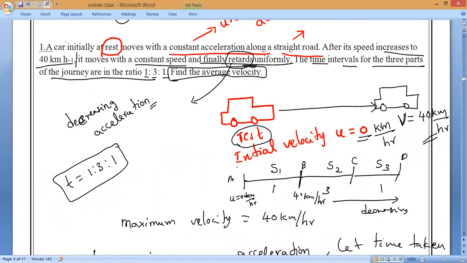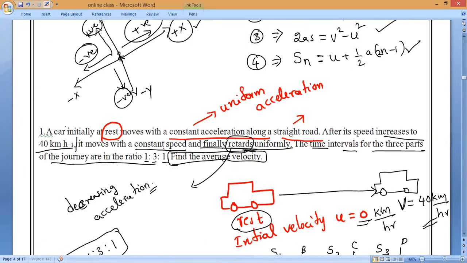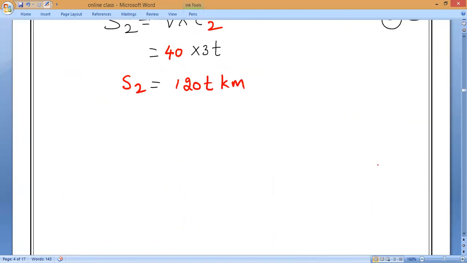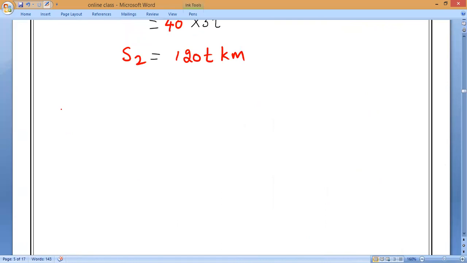Now, from there, what happened? In the question you can see it moves with a constant speed, that is the S2 distance, the second one. And finally, what is happening? Finally, decreasing, decelerating. Decreasing means from where to where? From 40 to 0. Do you understand, everybody? So, third case, what will come? It is decreasing uniformly.